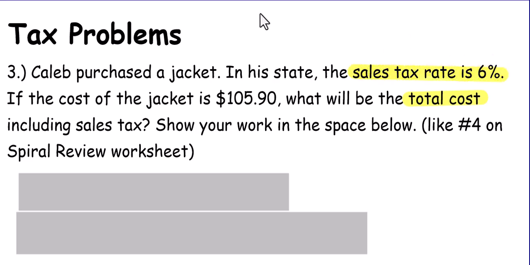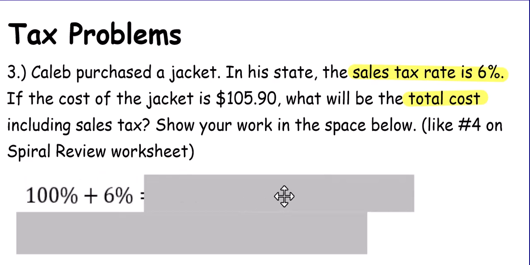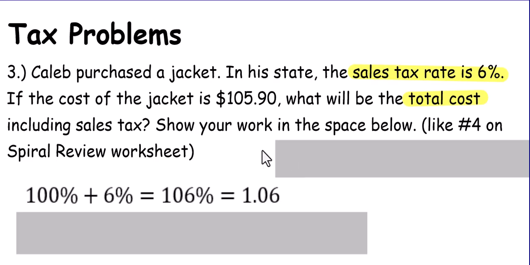So instead of doing 100% minus 6%, the way we did this back in our unit on percentages, we took 100% plus 6%, since sales tax will be added on to the price. 100% plus 6% is 106%. As a decimal, that would be 1.06. Remember, we moved that decimal point to the left 2 places to convert a percent into a decimal. Now, all we have to do is take that 1.06 times the cost of the jacket, which is $105.90.